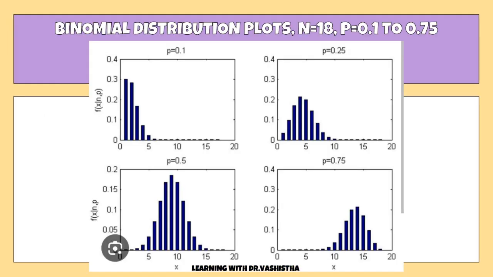This one is taken here just to show how the binomial distribution is plotted using bar graphs. Here the condition is that the value of n is 18 and the value of p ranges between 0.1 and 0.75. So that is how it's been plotted here. The 4 conditions are given. In the first the p is 0.1, then 0.25, then 0.5, and then 0.75. So under the 4 conditions, how it's been plotted is shown here in the diagram.